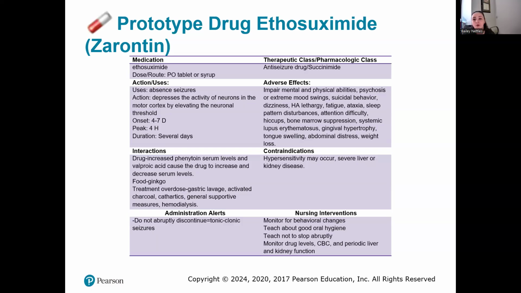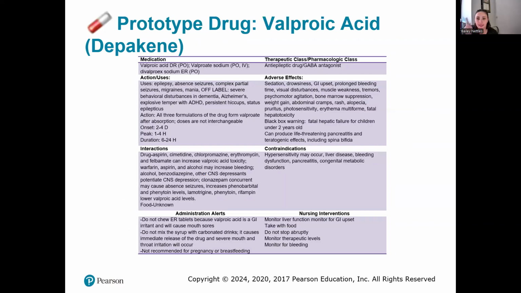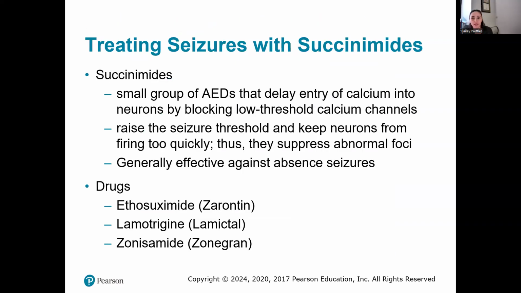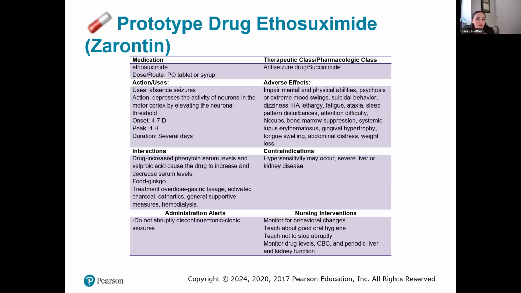It's an anti-seizure medication. So the adverse effects are impaired mental and physical abilities, psychosis, extreme mood swings, suicidal behavior, headache, lethargy, fatigue, ataxia. You see how most of them cause drowsiness and ataxia. Attention difficulty, bone marrow suppression, gingival hypertrophy again, so make sure you go to the dentist and brush your teeth. Weight loss. All right. Things that we want to avoid is ginkgo, which I'm pretty sure is on phenytoin as well. Ginkgo and most of these seizure drugs are a no-no. Okay, we know ginkgo is one of those bad ones.